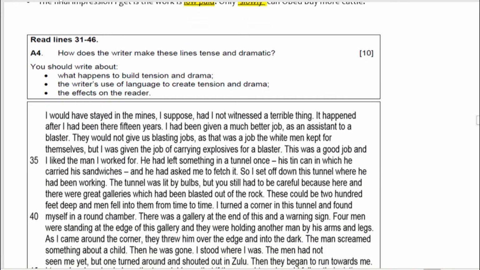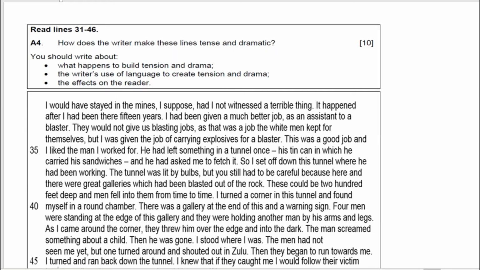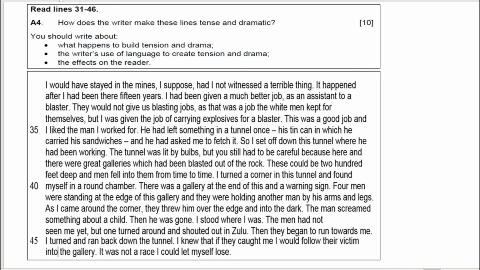Okay, so question 4 in this case is another how question. Remember, you get 2 how questions in the reading exam. One will be a specific one. So, for example, question 2 was what Obed had to go through, and number 4 is a bit more general. So, in this case, how does the writer make these lines tense and dramatic? Okay, again, if you're going to, pause the video, read this extract and try to find anything the writer does to make it seem tense and dramatic.